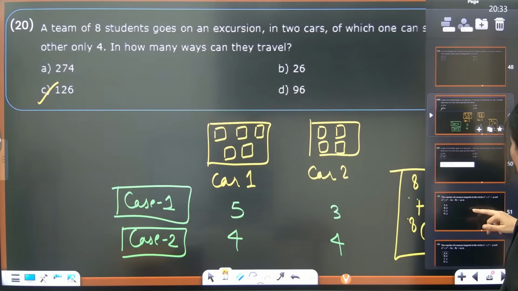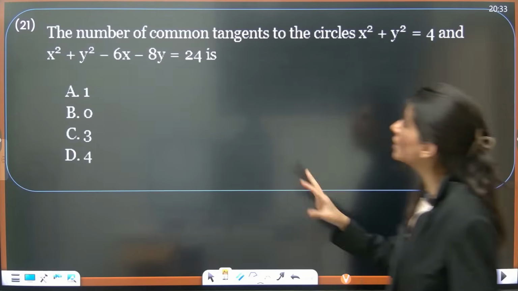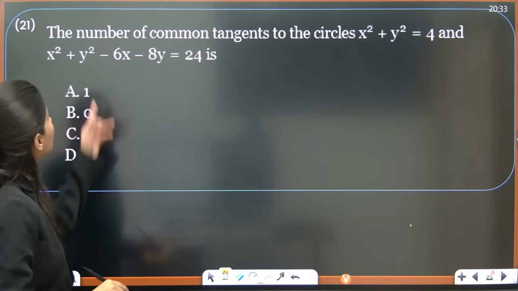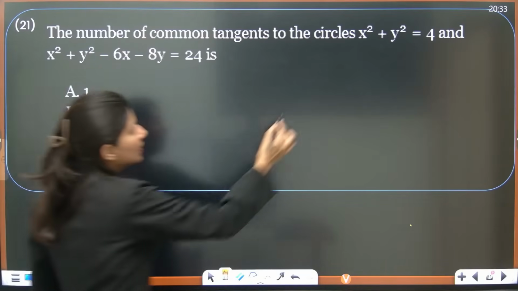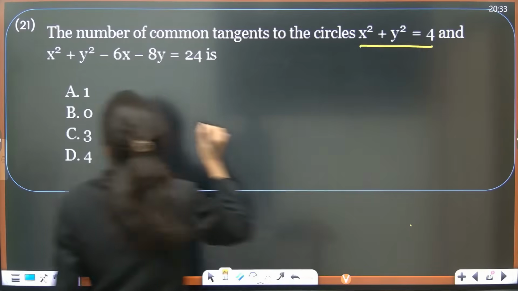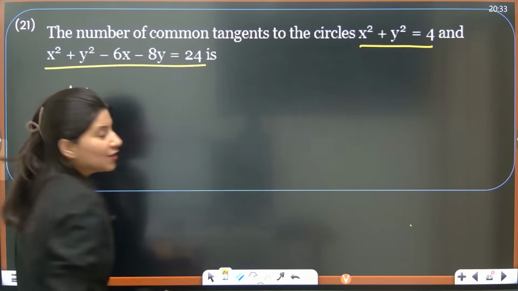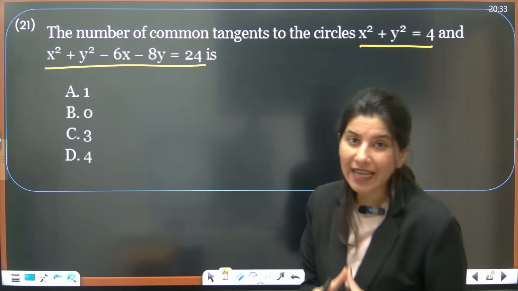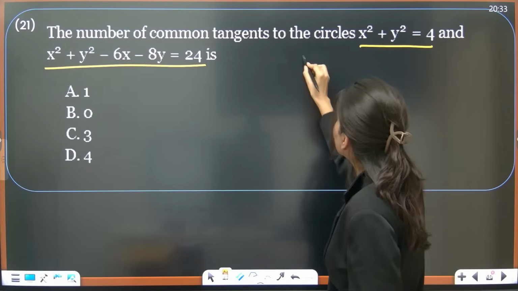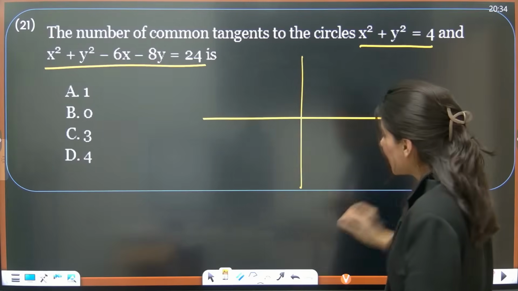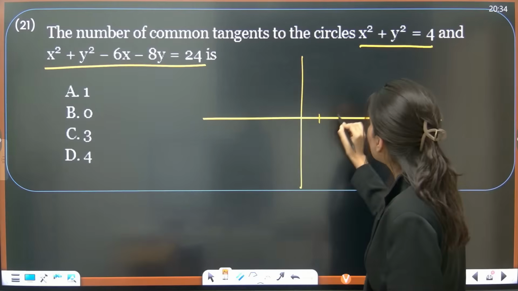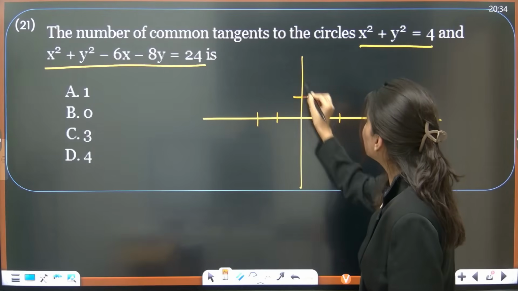Now we have this question, a good question, number of common tangents. The number of common tangents to this circle x square plus y square equals 4 and this. So to actually know how many common tangents there will be, you have to plot it. Plot it very precisely, understand. You have a circle whose radius is 2 units. So 1, 2, 1, 2, 1, 2, 1, 2.